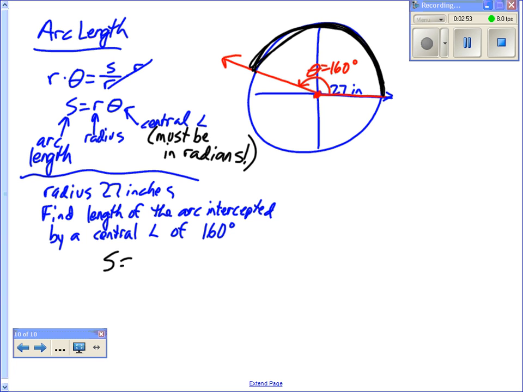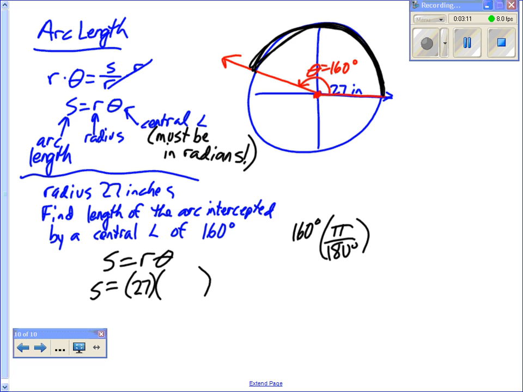So this is asking us to solve S equals R times theta, plug everything in. R, we have a 27-inch radius. Plug in theta, but do not plug in 160 degrees. We have to go to the side and convert this first before we do that. That's 8 pi ninths here. So 8 pi ninths, that's what our arc length is going to be.